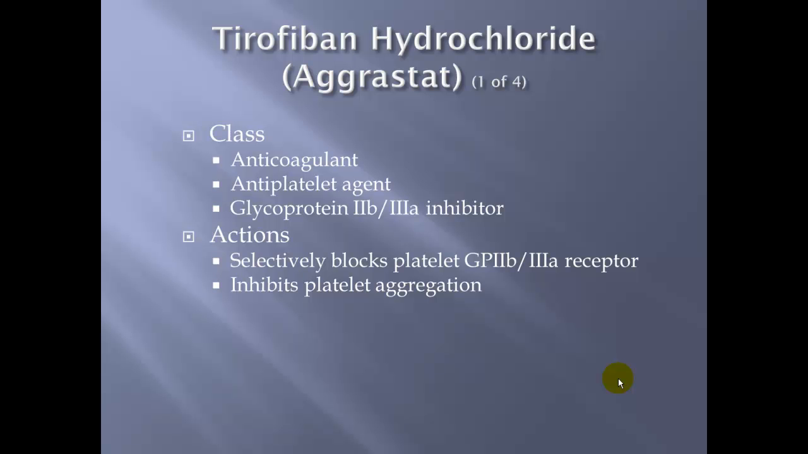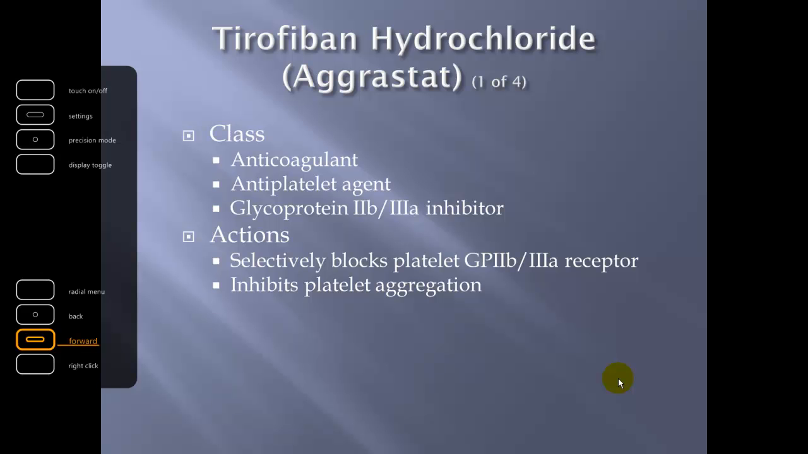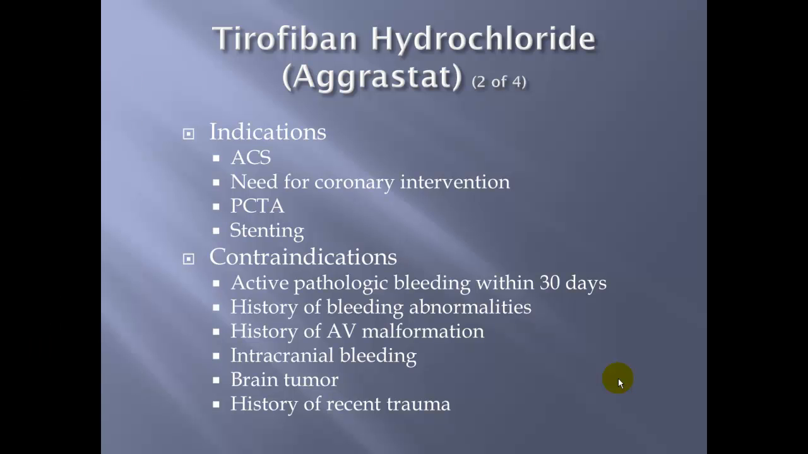Aggrastat, class: anticoagulant, antiplatelet, glyco-2b3a inhibitor. Actions: selectively blocks platelets' glycoprotein 2b3a receptor, inhibits platelet aggregation. Again, blocks the sticking together of the emergency patches, or the platelets. Indication: acute coronary syndrome, the need for coronary intervention, PCTA, or stenting.